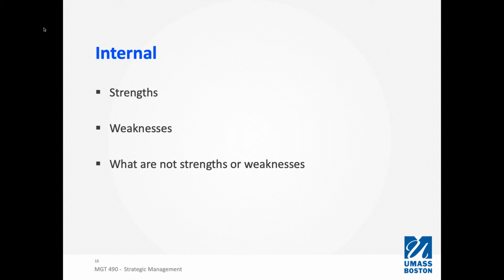Human resources can definitely be a strength, a competitive advantage for a company. One of the biggest competitive advantages of Berkshire Hathaway is Warren Buffett. I guarantee you the day that Warren Buffett chooses to leave this world, Berkshire Hathaway stock is going to lose 20% because he is the driving force. He's the key resource to that organization. Okay? What are not strengths or weaknesses?